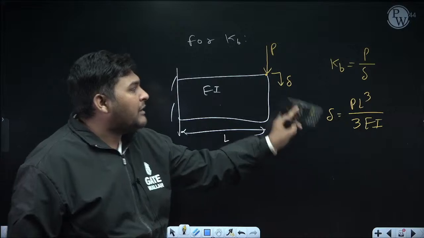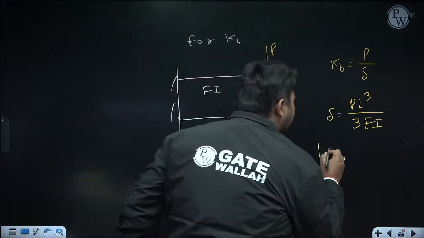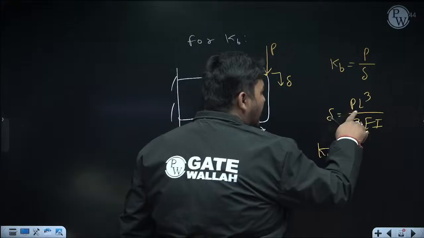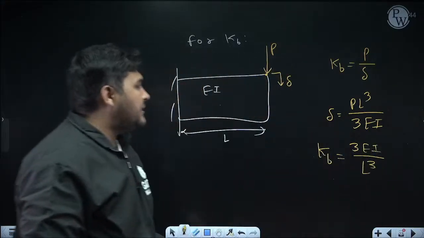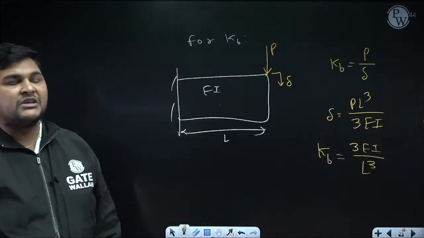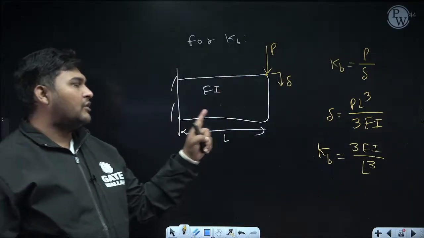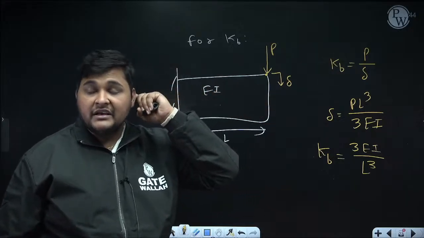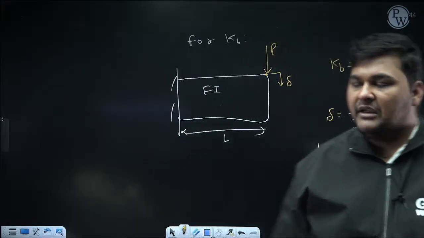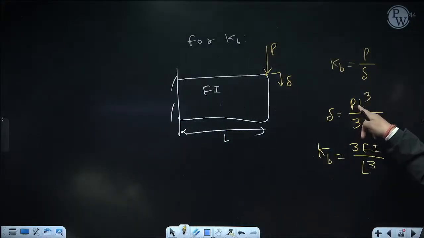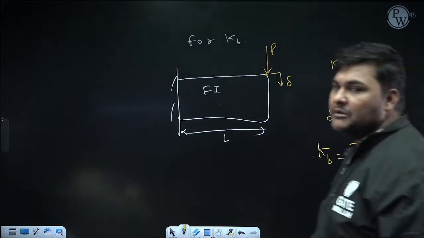Now if you know this formula, you can easily write the expression of KB, because KB is nothing but P by delta. And if from this you calculate P by delta, it will be 3EI upon L cube. Now this you can do in your mind. If in a cantilever beam a concentrated load is acting at the free end, the formula for deflection of the free end is PL cube by 3EI, and P by delta is stiffness, so stiffness will be 3EI upon L cube. What you can do is just reverse that and remove P, because delta by P is L cube by 3EI, so P by delta will be the reverse of this. Reverse this, remove P, and you will get the expression of KB.